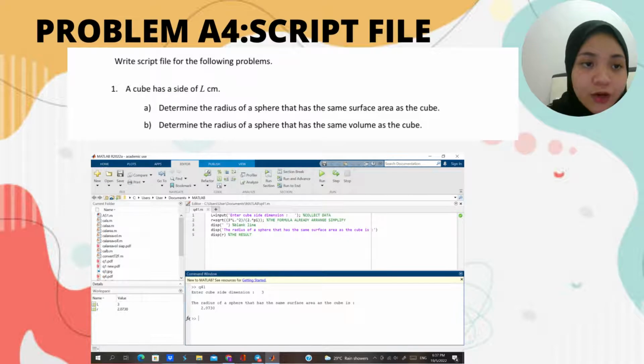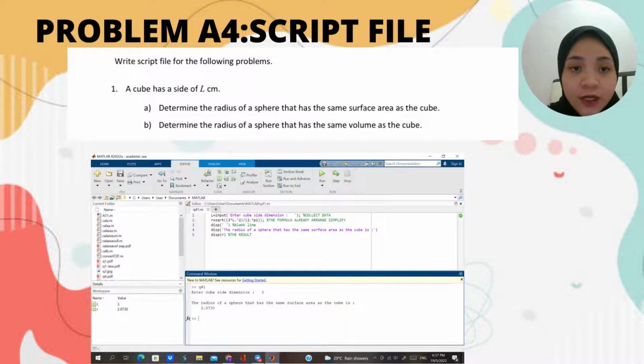Next, on the 1, we type L equal to input, and then enter cube side dimension, and then close the bracket and then type collect data. And then next, turn enter. Next, put the formula, which is r equal to square root 3L square over 2 pi.